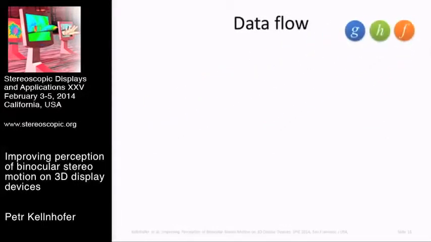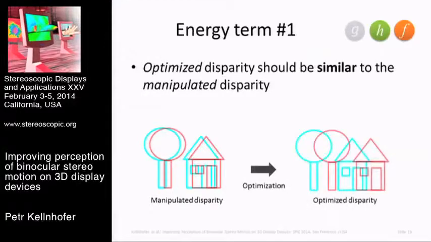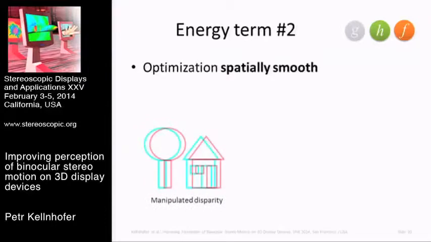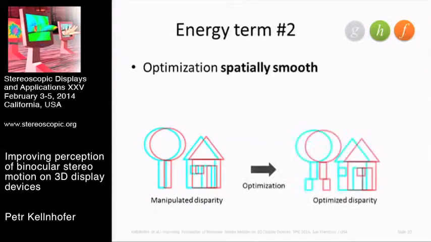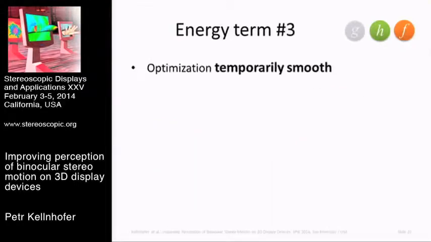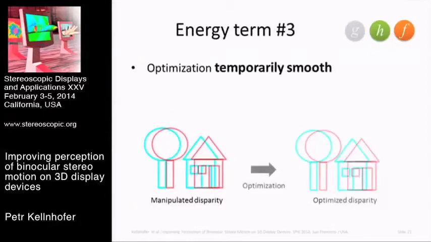In order to find the new disparity, we have an energy equation with 4 terms. The first one says that the disparity should be similar to the manipulated one in order to keep the comfort zone. The second one says that our optimization should be spatially smooth with respect to the modified disparity, so it shouldn't be very different at each pixel. Then we have a similar one for the temporal domain.